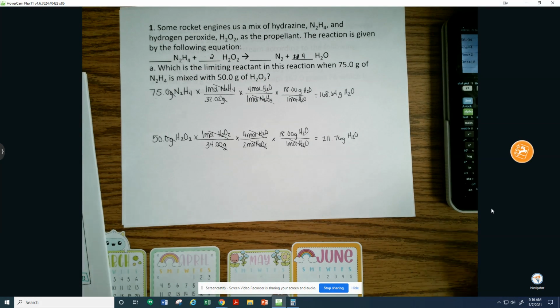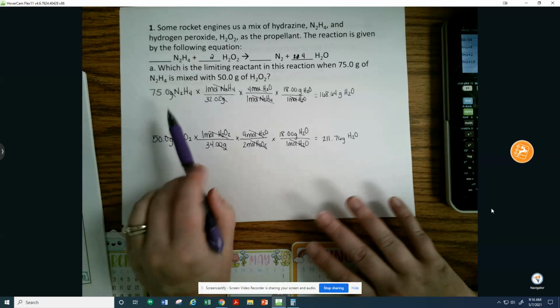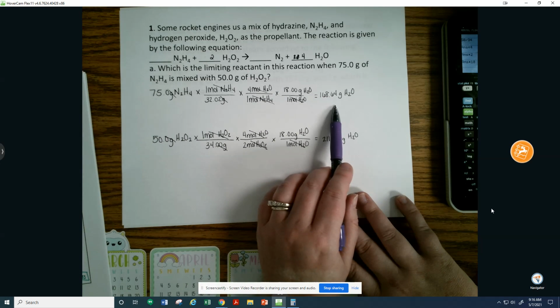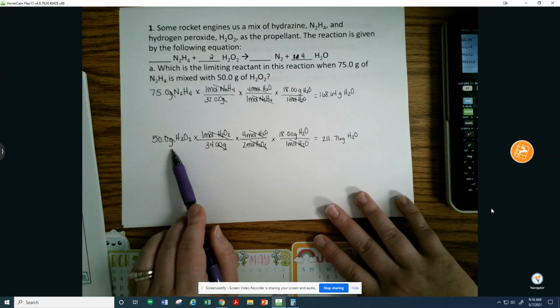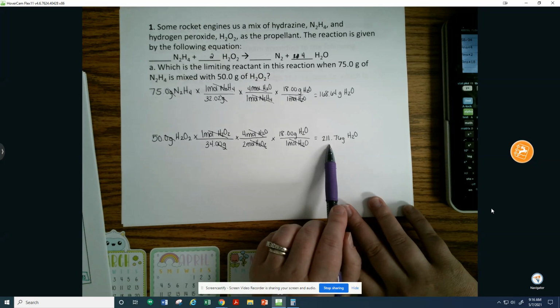Okay, so just like the scenario with the trike, we need to look at and identify which of these is the limiting reactant and which of these is the excess reactant. What we can say here is that 75 grams of hydrazine will form 168 grams of water. 50 grams of hydrogen peroxide can form 211.76 grams of water. So we have to figure out what we're running out of first. Hopefully you can see that.